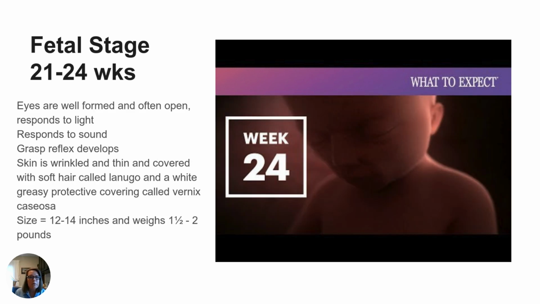From 21 to 24 weeks, their eyes are well formed and often open. They even respond to light. They respond to sound. They're starting to get their grasp reflex, right? So if they had something that could grab onto, the umbilical cord in there. Their skin is wrinkled and thin and covered with soft hair that we call lanugo. And they have a white, greasy protective covering called the vernix caseosa. Their size is 12 to 14 inches, and they weigh 1.5 to 2 pounds.